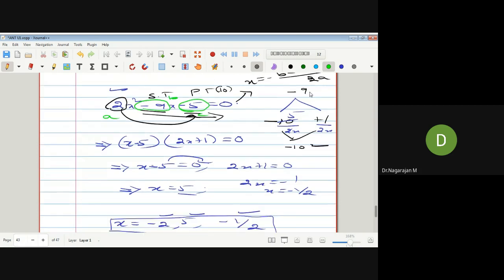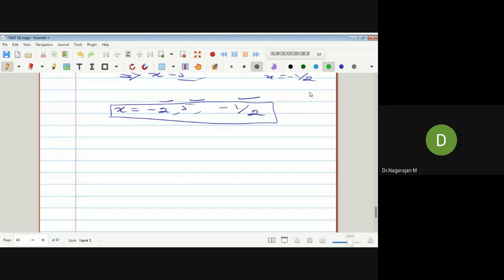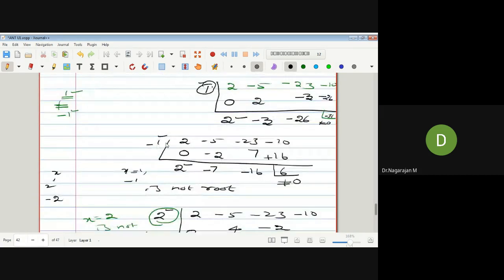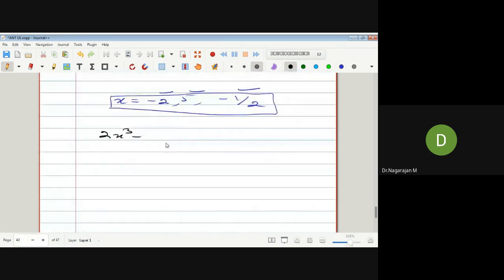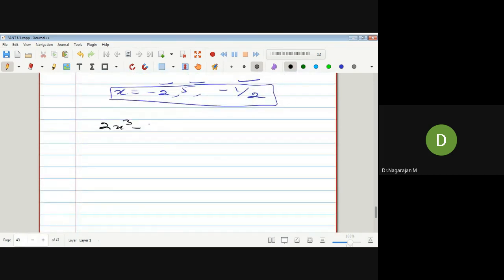So okay, now in the integer modulo concept, it is here 2x cubed minus 5x squared minus 23x minus 10 equal to 0.